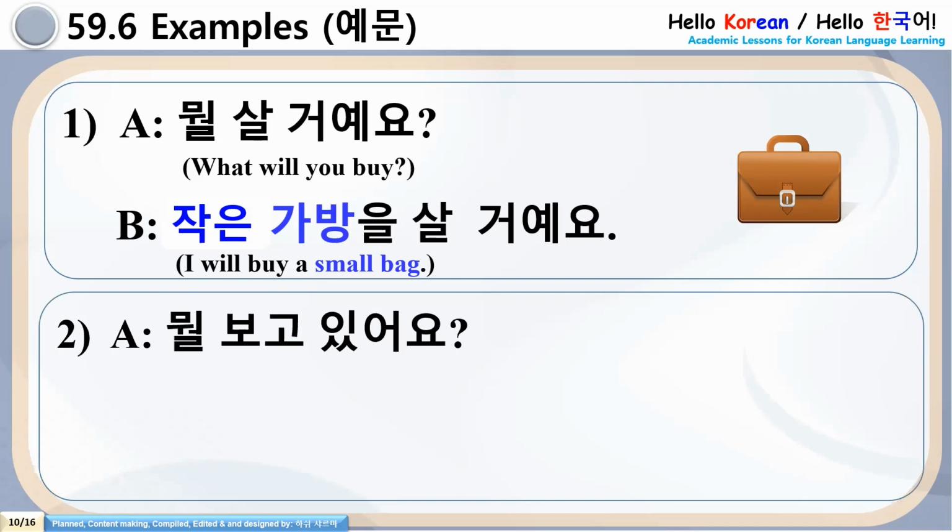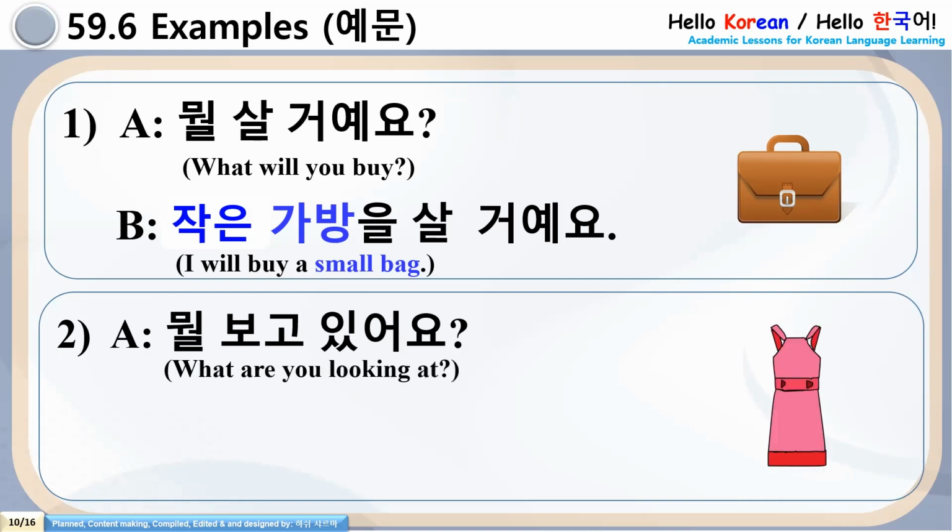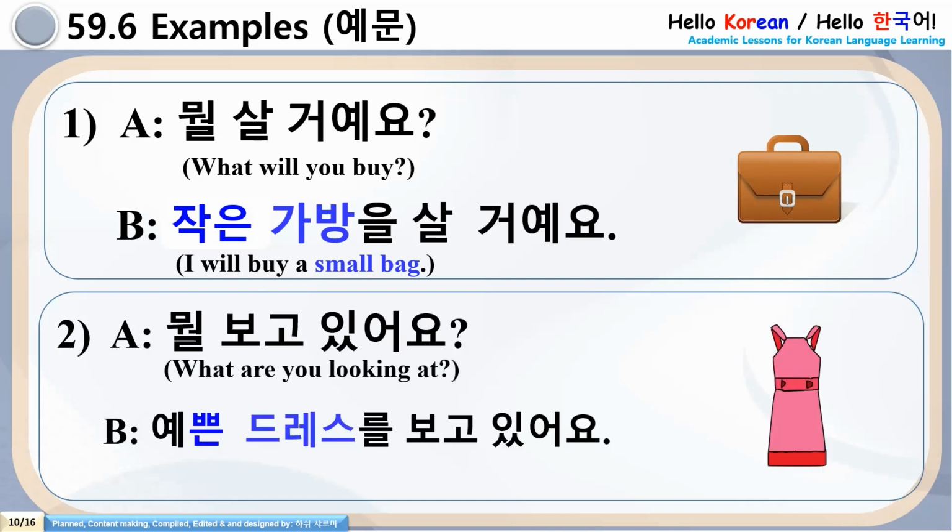Coming to the next example, see number 2. A: Mol pogo issoyo. B replied, yeppun dreseral pogo issoyo. So where is this grammar? Yes, in the yeppun. Clear, everyone? Ne.